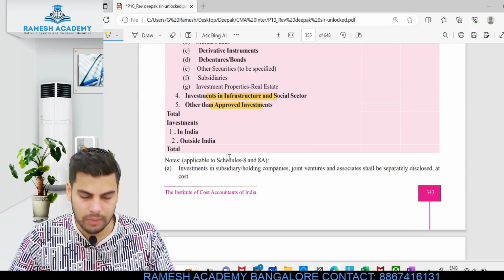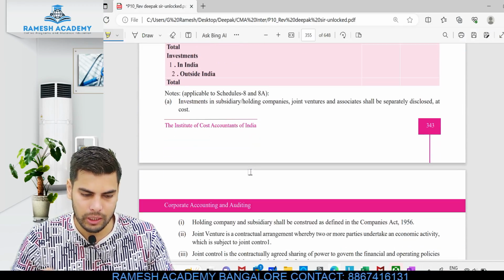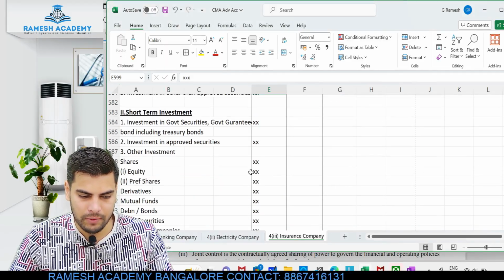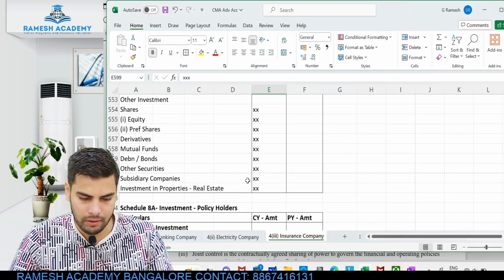Okay, so we have got certain points with respect to investment. Let's just look into this. And again, over here also you will just be showing the breakup. How much is the investment in India and outside India?